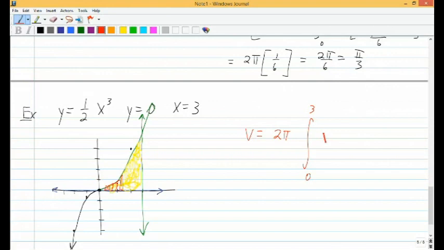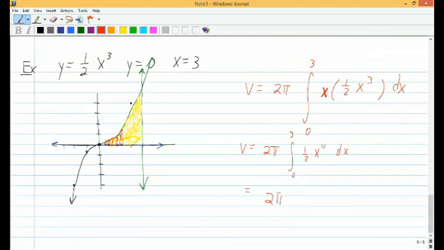So the average radius is just going to be x, times the height of each one of these rectangles that's being formed. That's going to depend on this curve here, which gives you the height at any point. So the curve is 1/2 x cubed. The thickness of each one of the shells that I'm going to form is dx. So volume is 2 pi times the integral of 1/2 x to the 4th dx.